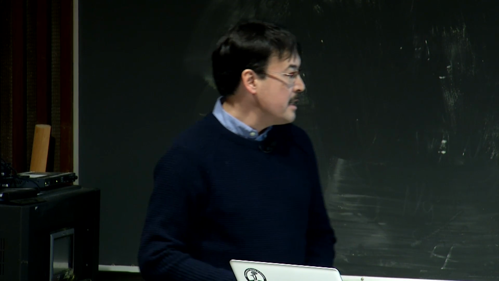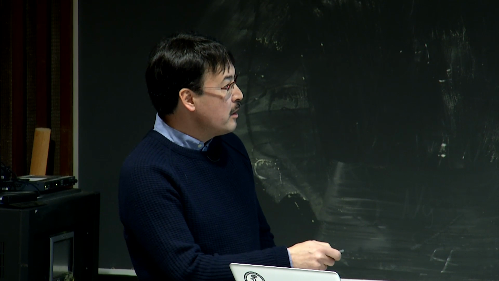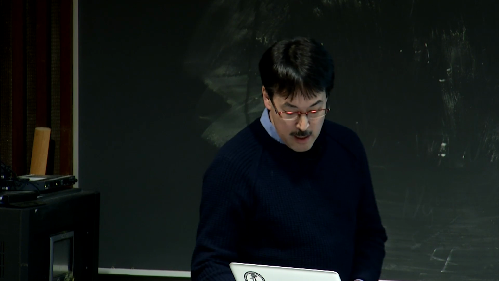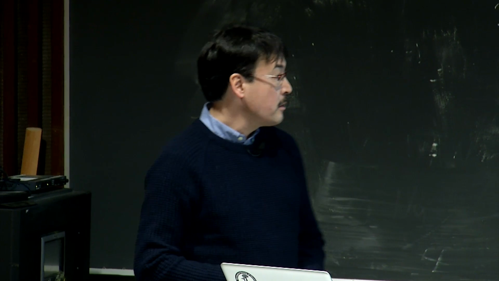And the answer is that we get pretty much the same answer with all methods. Huge error bars, right? So these are the 95% highest posterior density intervals, confidence intervals. They're quite wide. So like with all fossils in BEAST, the average age of this ancestor was 290 million years, but look at the range, right? And so we can't reject an age within this interval. Nonetheless, these age estimates are consistent with the fossil record.